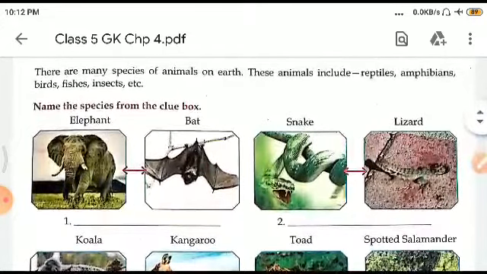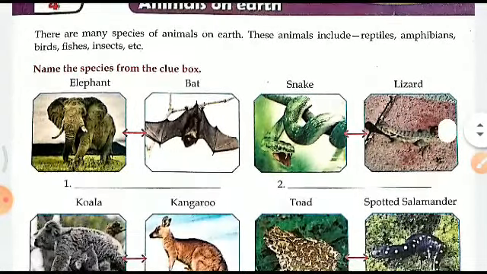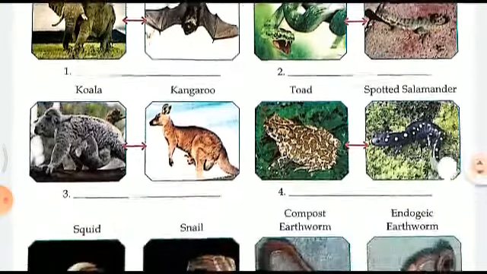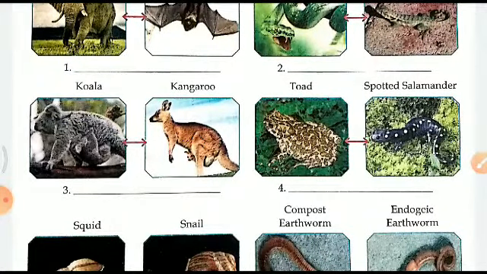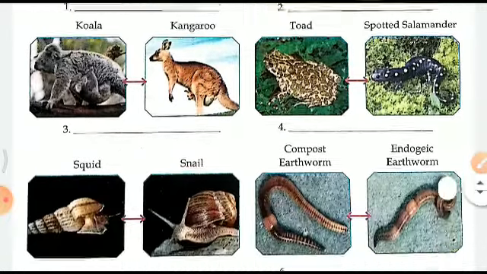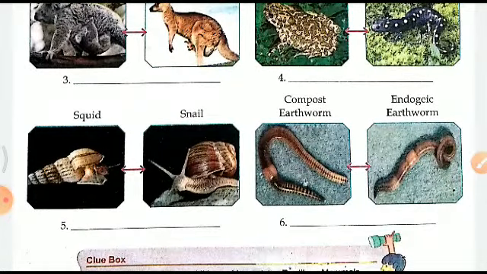Now elephant and bat, they are mammals. Snake and lizards, they are reptiles. Koala and kangaroo are marsupials due to their pouch. Toad and salamander, as they can live in both land and water, are amphibians. Squid and snail, due to their shell covering on their top, are molluscus. And earthworms, they are annelids.